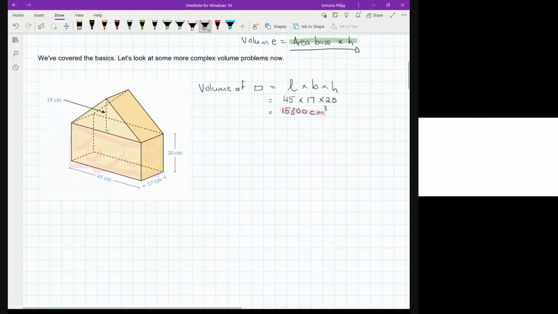Now, what we want to do is we also want to calculate the volume of this roof. So, Emilia, I can hear you're still with me. Do you know how to calculate the volume of this roof? So, ma'am, we're going to say area of the base times height. Okay, so it's going to be area of base multiplied by height. Yes, and then what?